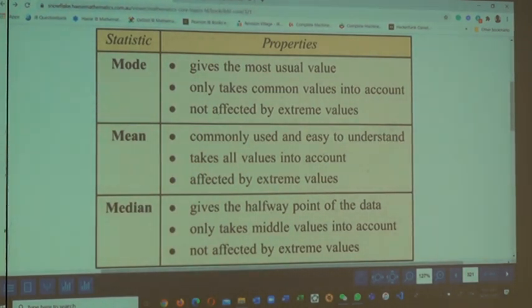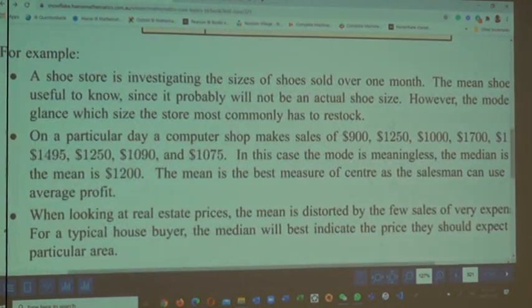Then the mode. The mode gives the most usual value. What is more common? What is the popular demand? Something like that. It only takes the common values into account, and of course is not affected by extreme value. Now let's see some example. I will use the example in your book.